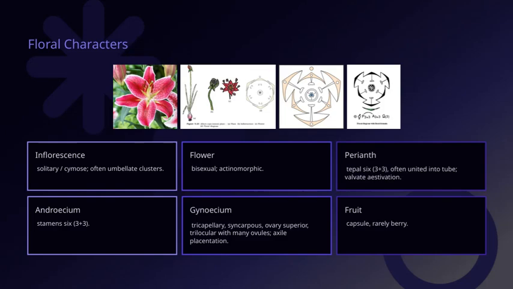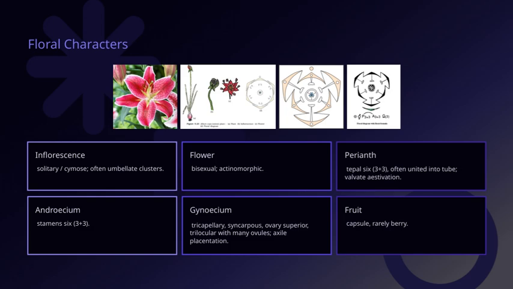Let's take a closer look at the fruit structure here. Most of these plants produce a capsule, which is quite common, but occasionally you'll find a berry instead. When it comes to the flower itself, notice that the tepal, which is the outer floral envelope, usually appears in 6 parts organized as 3+3, and these tepals are often united into a tube. The estivation, or the way the floral parts are arranged in the bud, is valvate, meaning the tepals just touch at the edges without overlapping.